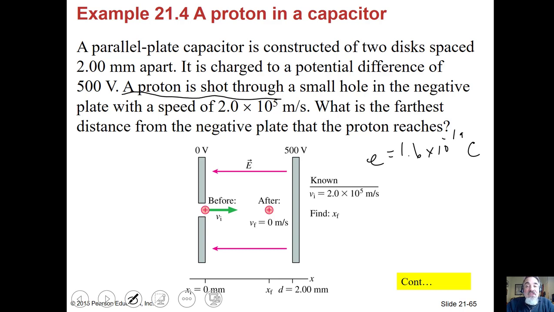Okay, proton shot through a small hole in the negative plate, heads towards the positive plate. We know that this has to be the negative plate because that's 0 volts. This is 500 volts.